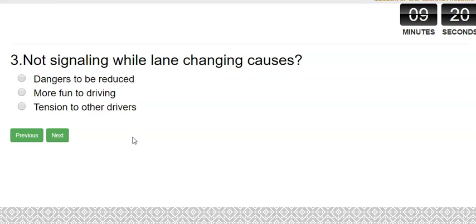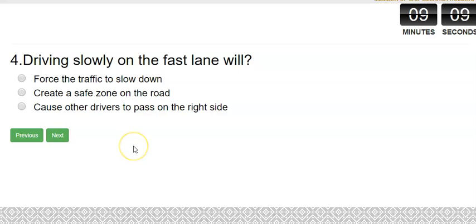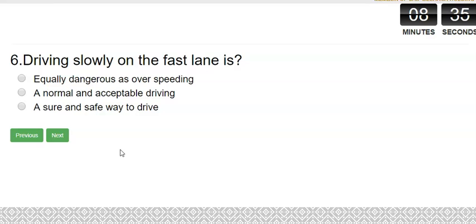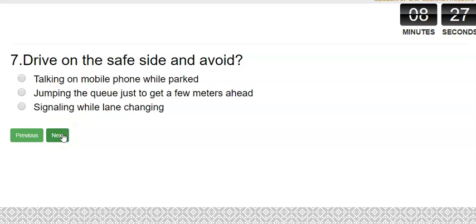The third question: not signaling when changing lanes causes tension to other drivers, because indicators are used to communicate between the cars. Driving slowly in the fast lane will force the traffic to slow down, create a safe zone on the road, or cause other drivers to pass on the right side. Okay, I would say it will force the traffic to slow down because you are driving in the fast lane. Driving that causes tension on the road or danger on the road is unacceptable driving behavior. Driving slowly in the fast lane is equally dangerous as overspeeding. That's correct. You should not drive too slow in the fast lane. The fast lane is only for overtaking.